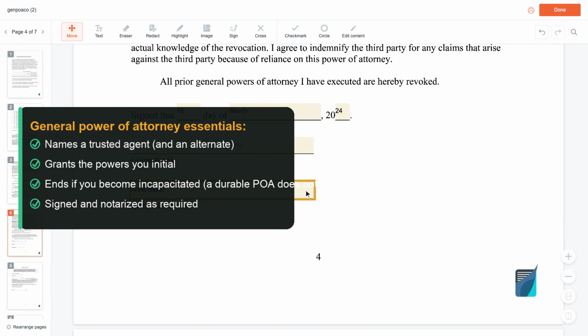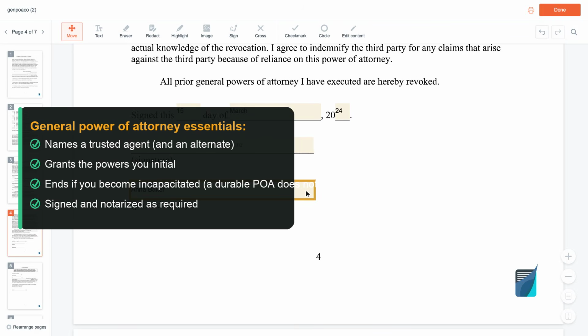Once you have a properly executed original, good news, a photocopy or an electronically transmitted copy of that original power of attorney has the same effect as the original. So sharing it with banks or other institutions becomes much more convenient.